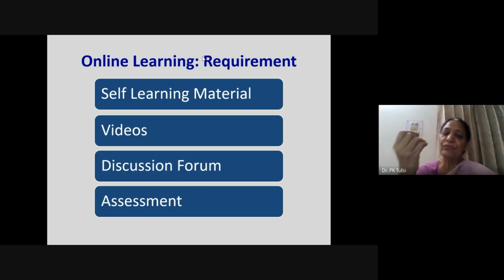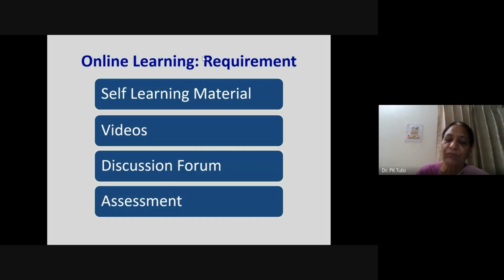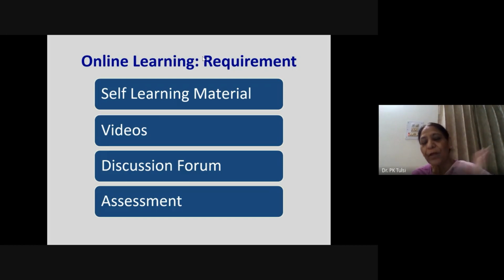So what are the 4 essential requirements of any online learning program or course? That 4 quadrant approach has been used on the SWAYAM platform, so I'll be referring to SWAYAM only. This is a national platform, and for any online learning, 4 things are essential. That is self-learning material, where a person can proceed at his own pace, and small chunks of information are provided, followed by the task, immediate feedback is provided, and then the person goes to the next chunk of information.